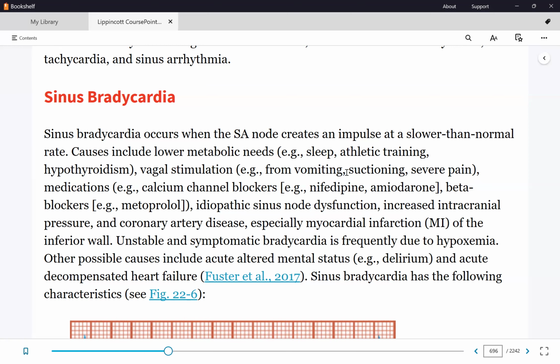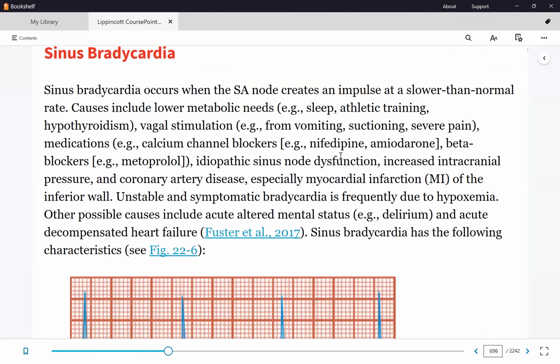Okay, so here are the causes of sinus bradycardia. So people like me who are athletically fit have low heartbeats because our heart is so strong that it doesn't need to beat 60 in order to perfuse the entire body. It can perfuse the body with a heart rate of 50 to 60 or even less. So sleeping causes it, hypothyroidism, vagal stimulation.